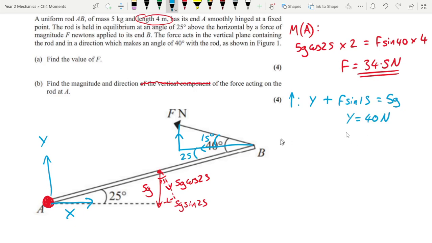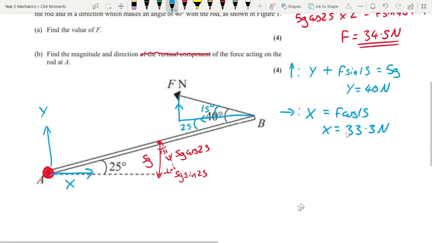Now I'm going to do the same horizontally. So I've got force X here. That must be equal and opposite to this component, which would be F cos 15. So that means that X is 33.3 newtons. Okay. So I've got my two components, so now I can find out what actually is the force on this point.